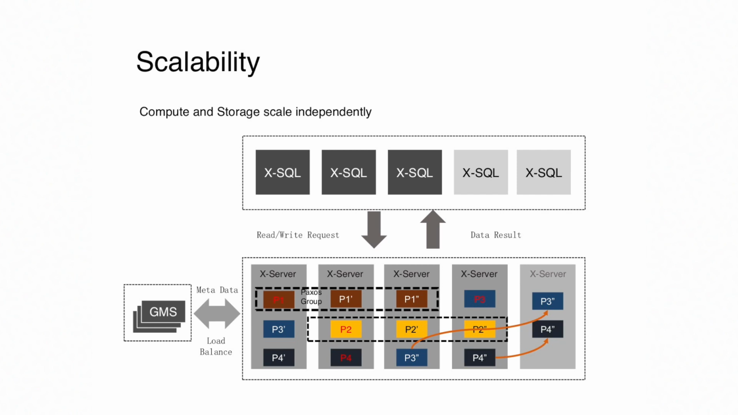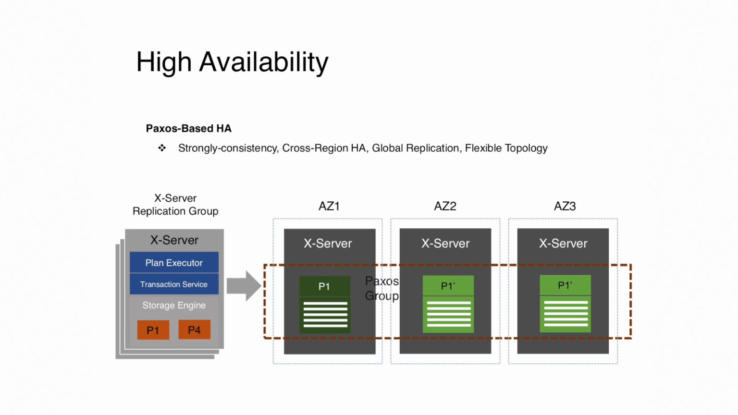So, the architecture of POLARDB X embodies flexible scalability. After decoupling the XSQL cluster from the X Server cluster, we can scale them out independently. And for high availability, we achieve strong data consistency within each replication group using the Paxos protocol. We optimize the Paxos protocol in POLARDB X. It allows us to achieve a high level of throughput, even in geo-distributed deployment.